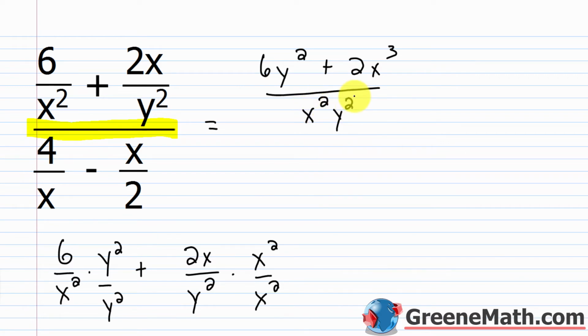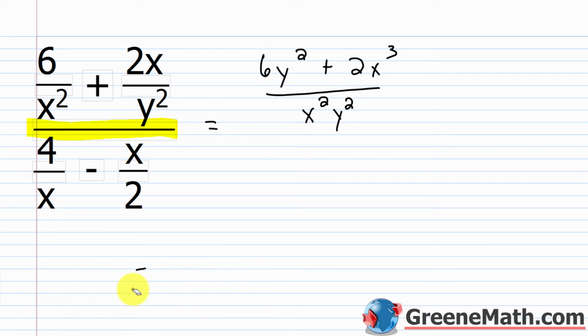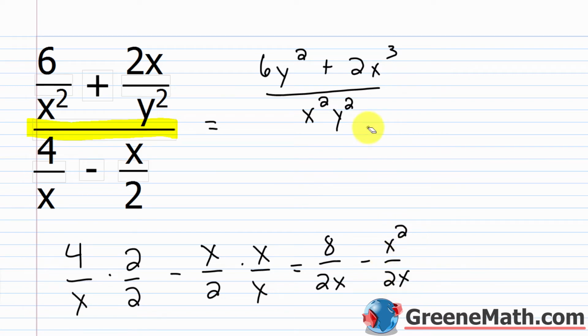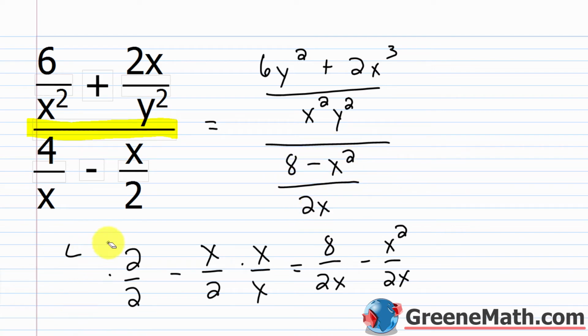Okay, now for the denominator down here, what do we have? 4 over x minus x over 2. So the LCD here would be 2x. So 4 over x times 2 over 2 minus x over 2 times x over x. So this would be equal to 8 over 2x minus x squared over 2x. So I'll write this as 8 minus x squared, again, over 2x.